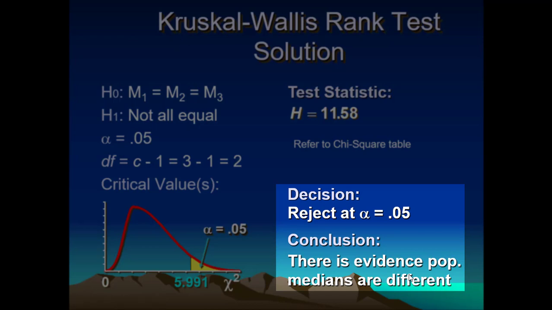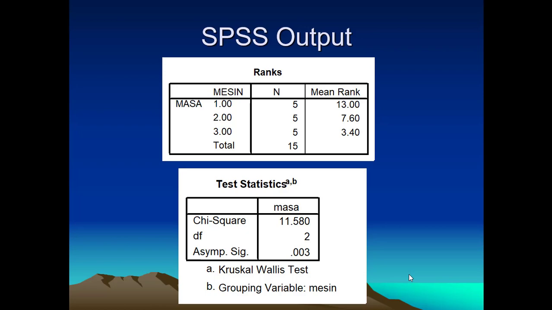Since the Kruskal Wallis doesn't have a post hoc, you have to do the Wilcoxon rank sum test. 1 against 2, 1 against 3. Okay, so that is the Kruskal Wallis.